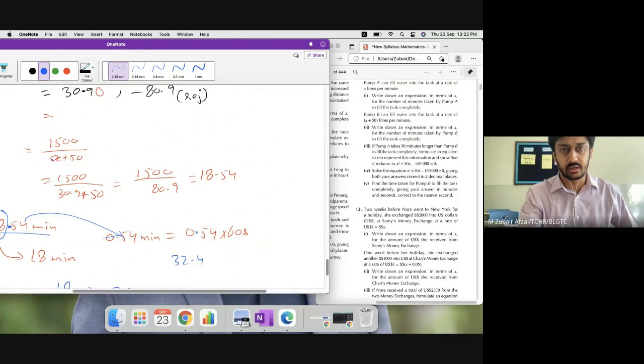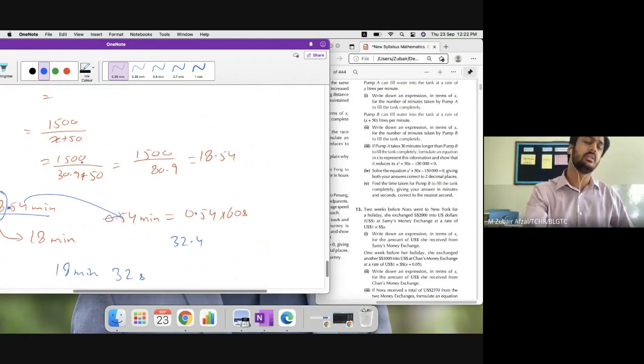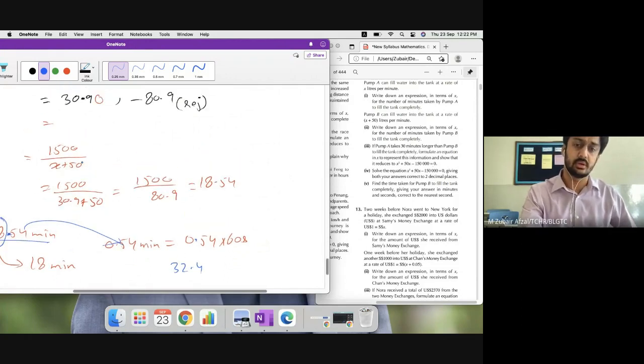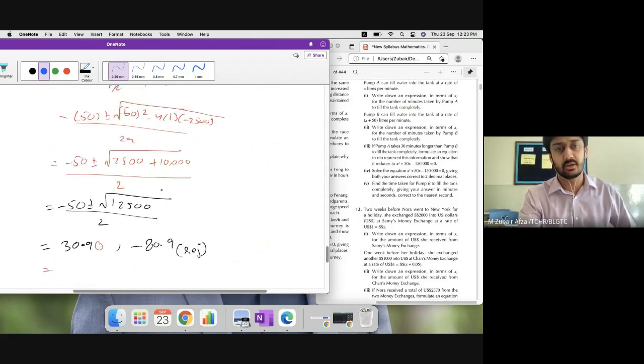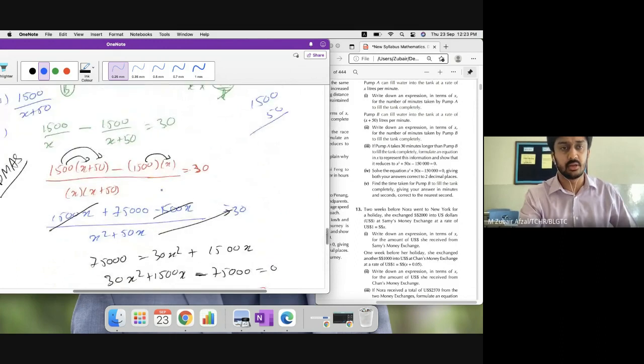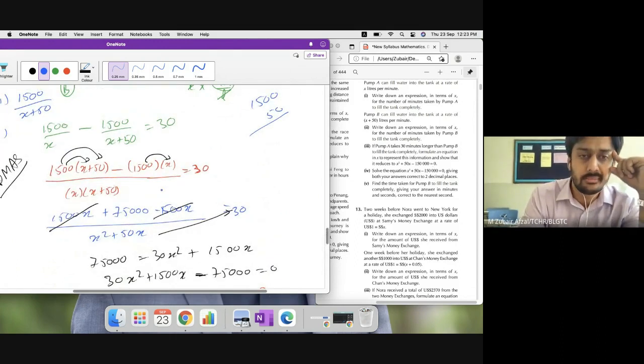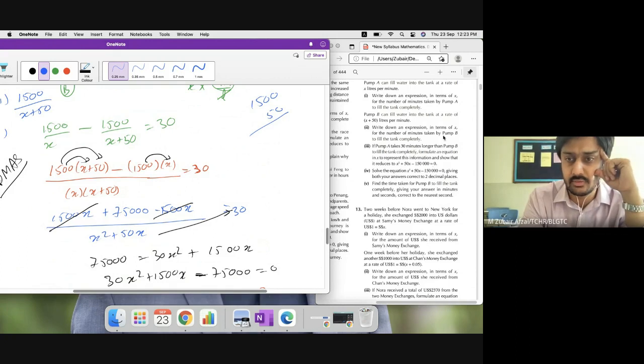Liters x plus 50. No son, there is no mistake in this. I will solve it again and upload it. Look here, there is no plus or minus mistake either. LCM is fine, difference is fine. It gives 30. Pump A takes 30 minutes longer than pump B to fill the tank completely. 30 minutes longer than pump B. The difference is 30.